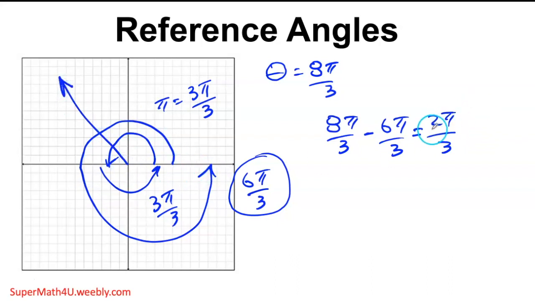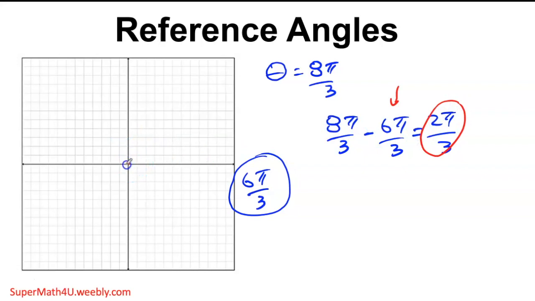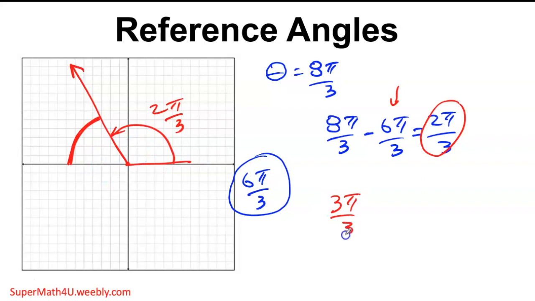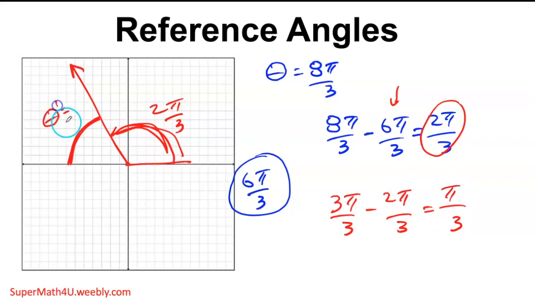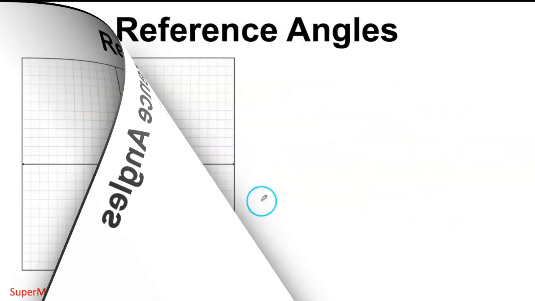Let me erase that and do the 2 pi over 3. So 2 pi over 3 is going to be something like here. 2 pi over 3 is 120 degrees. We said that my reference angle is always with the x-axis. Therefore, if this is 2 pi over 3, how much is this? The whole thing is 3 pi over 3, and this angle here is 2 pi over 3. If I subtract, I get pi over 3, and that's my reference angle, pi over 3.